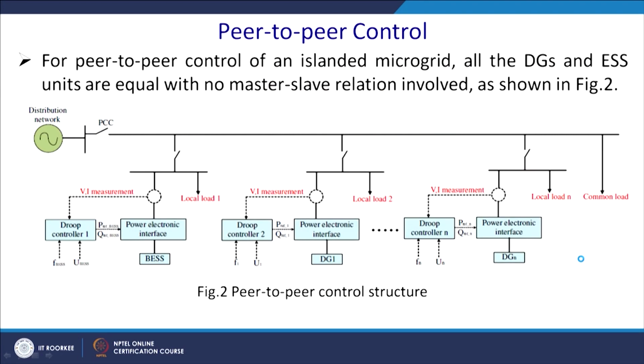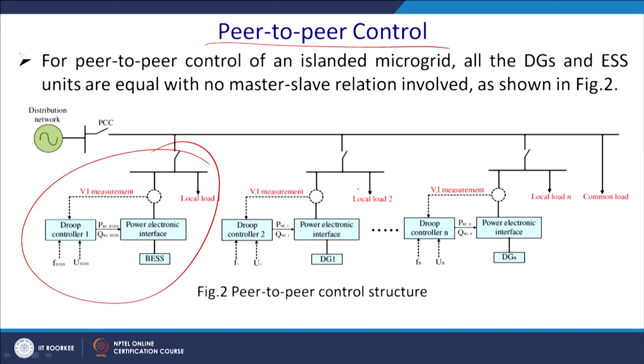Now, let us talk about the peer to peer control. So, all are equally weighted. What happened? We split our microgrid into some nanogrids here, and individually all have a control. Whenever there is an islanding mode, you have a local load and generally you have a droop controller, and that will talk with the power electronics interface, and thus you may have a PQ control and you may have an energy storage and you will feed the local load.